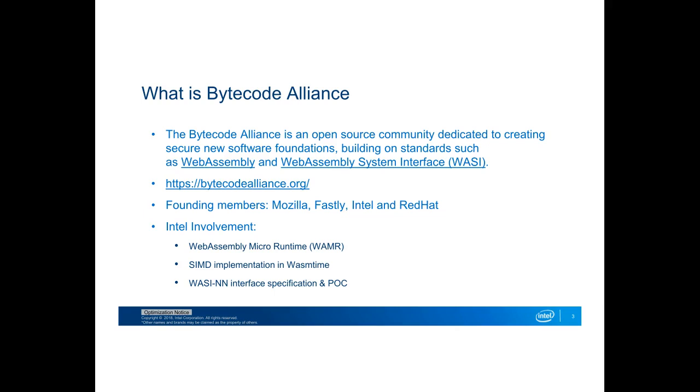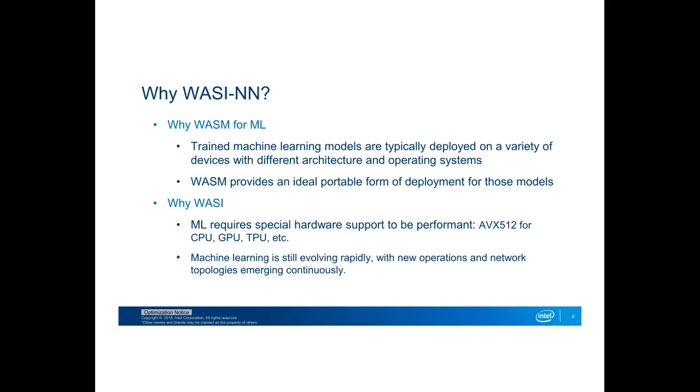Slide 4. Let's talk about why we are talking about this. What's the motivation behind WASI neural network? In a typical use scenario for machine learning, trained models need to be deployed on a wide variety of devices with different architectures and operating systems. WebAssembly is a perfect format for this kind of deployment because it's platform independent.